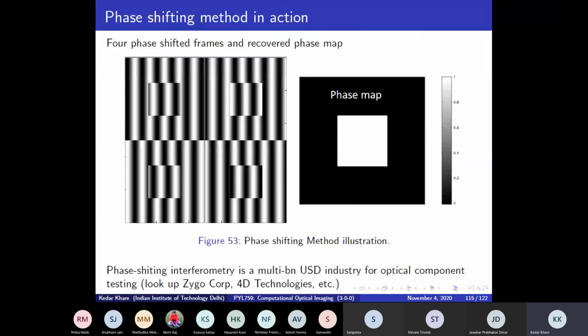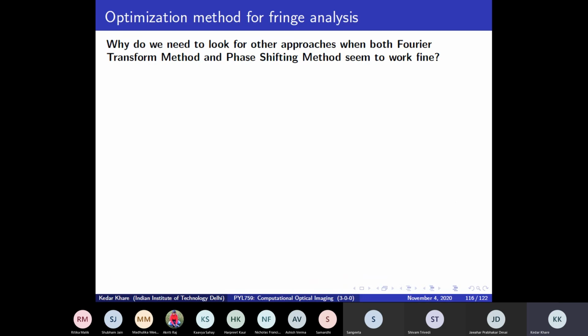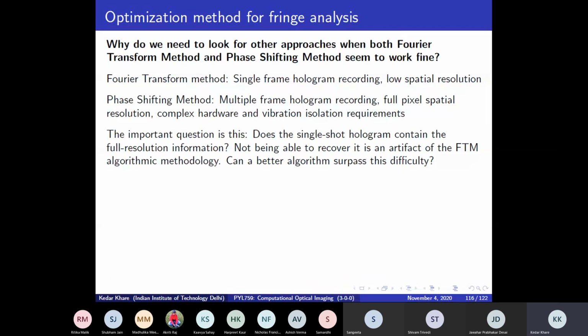So if I looked at these holograms, for example, 4 holograms, and I wanted to make a single shot system where only one hologram has to be used, then you see that even one hologram actually does contain the full resolution information. At least I know that the fringes are discontinuous. But the fact that I'm not going to be able to recover this due to the filtering process means it's an artifact of the algorithm, and not that in principle the information is not there. Okay, so the question then is, can a better algorithm surpass this difficulty?